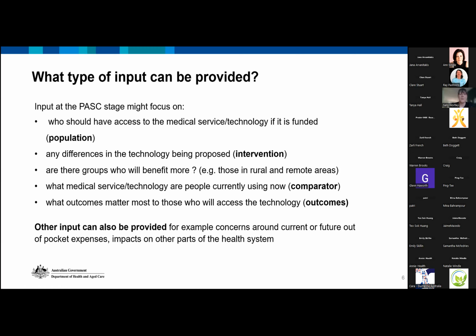There might be other input that can also be provided at this stage, which people might like to have considered by the PASC. And I have to say that while there is a consultation survey, people are welcome to fill that out, but they can also send in emails or letters or other types of documentation that you think would be helpful.